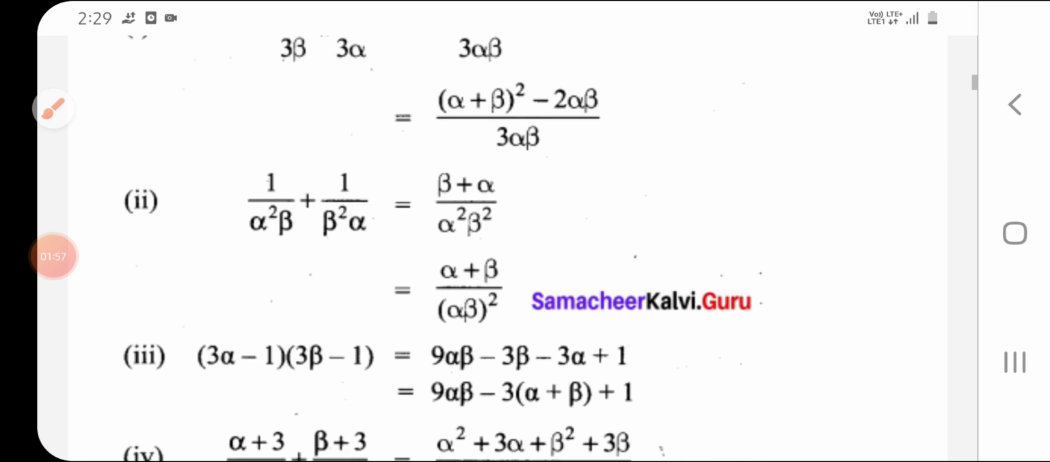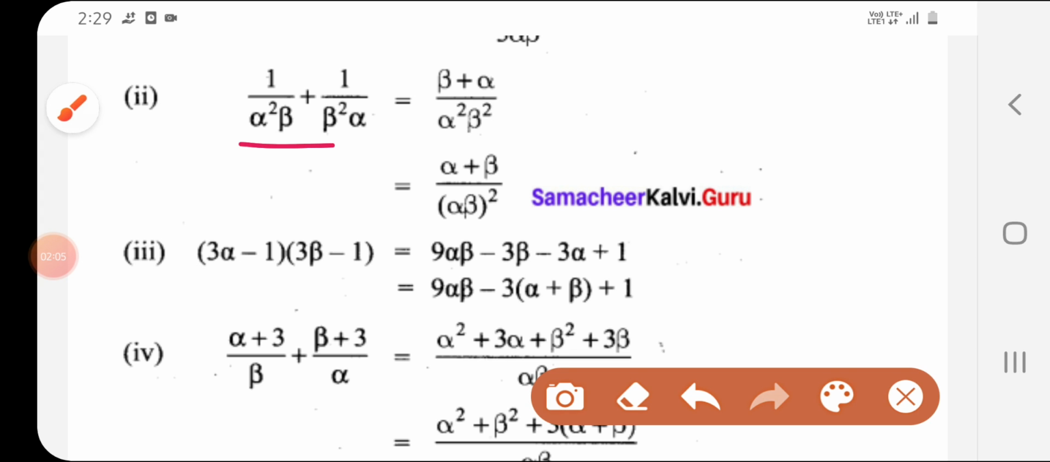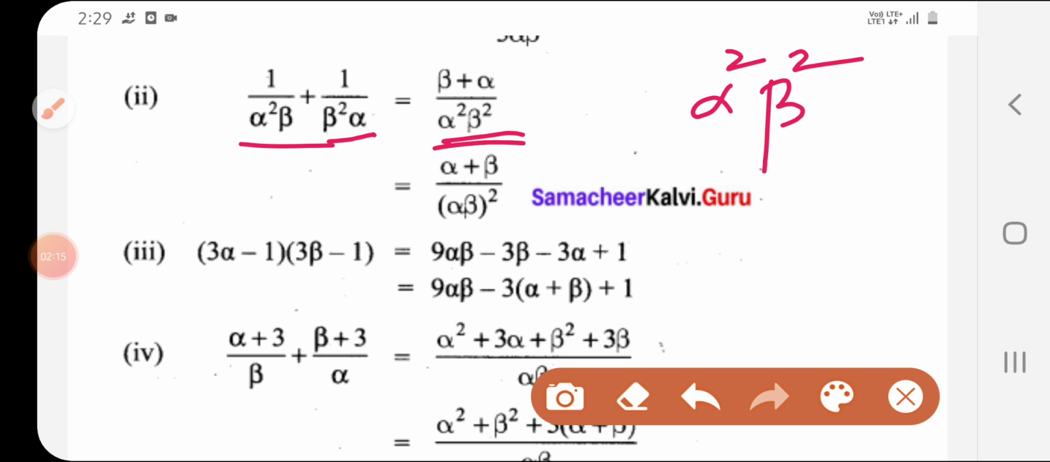Next question number 2, 1 divided by alpha square beta plus 1 divided by beta square alpha. Same as before, we have to take an LCM. Here the common LCM is alpha beta, 2 terms we have. Here the highest power of alpha is alpha square, the highest power of beta is beta square. So this is the LCM term which will be in the denominator. Here in alpha square beta, we need one more beta, so we have to multiply by beta. Here in beta square alpha, we need one more alpha, so we need to multiply with alpha. Now in the numerator beta plus alpha, in the denominator alpha square beta square.